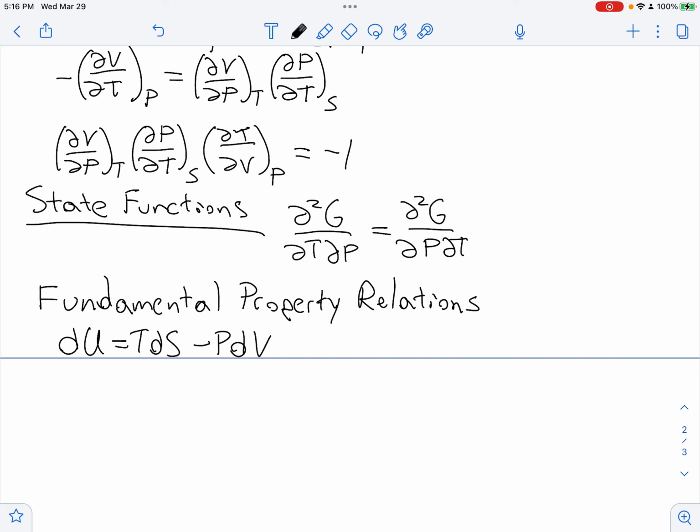Okay, now you might recognize this as a differential statement of the first law. dU is going to equal Q plus W, right? But we're making a specific assumption here. Remember that the definition of entropy, dS, is dQ reversible over T, so this is dQ reversible. And PdV is reversible mechanical work, so we're implying reversibility.